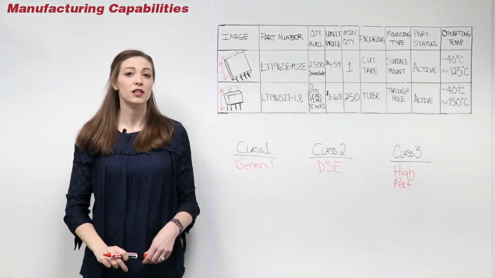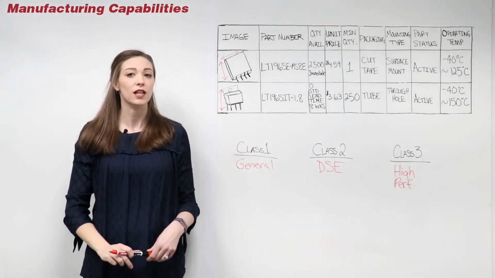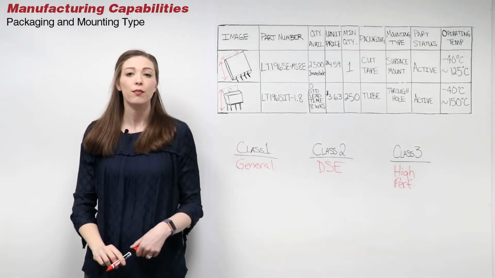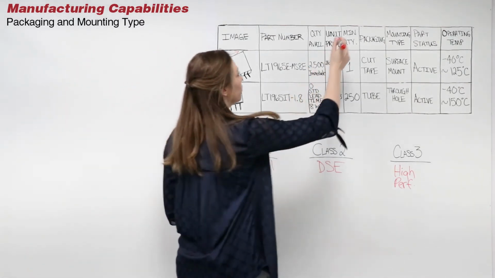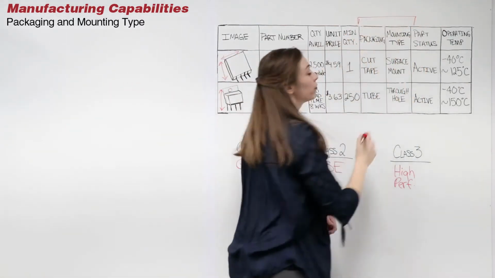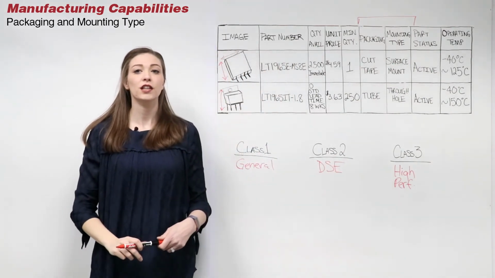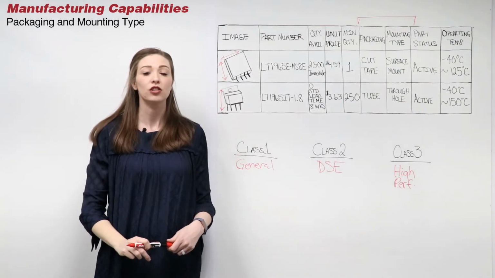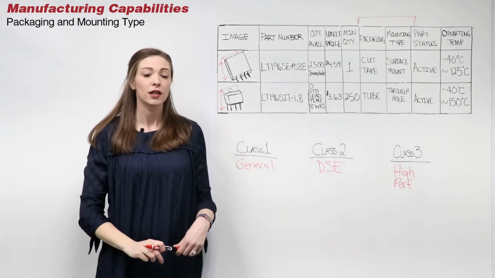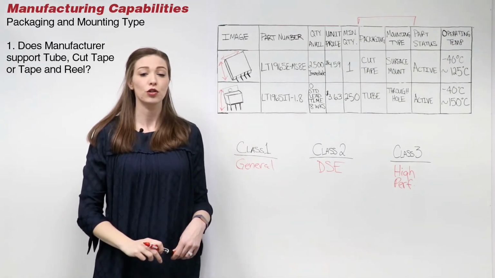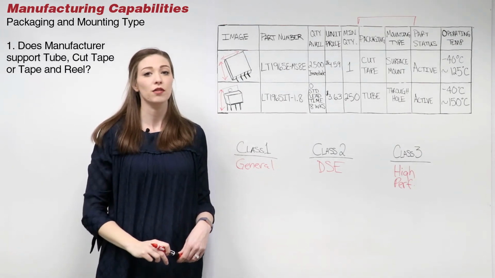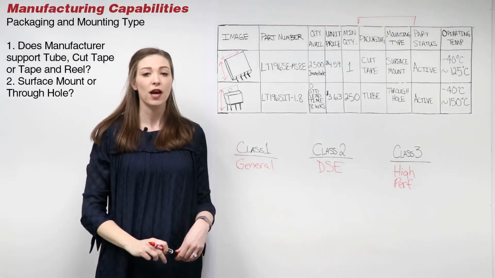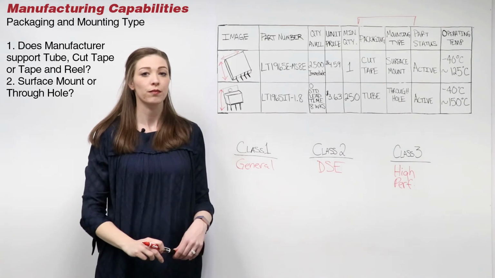Manufacturing capabilities also play a part in your component selection. Take a look at the packaging and mounting type to ensure they are compatible with your manufacturer's process. Some questions you might want to ask yourself are, does your manufacturer support tube, cut tape, or tape and reel? Do you need surface mount or through-hole components?